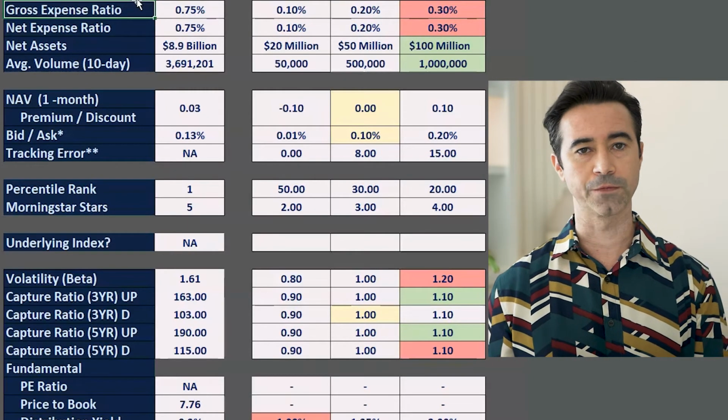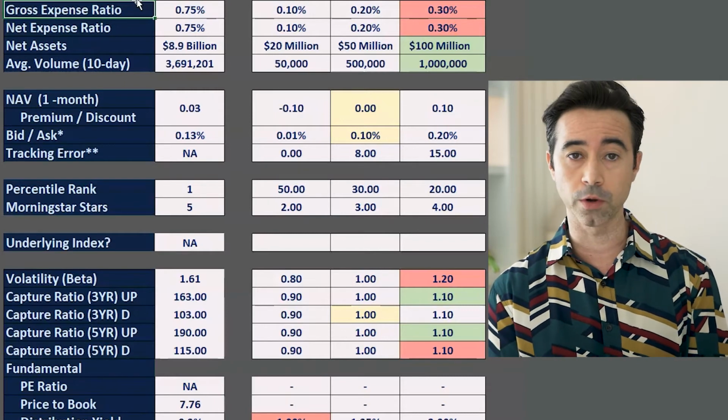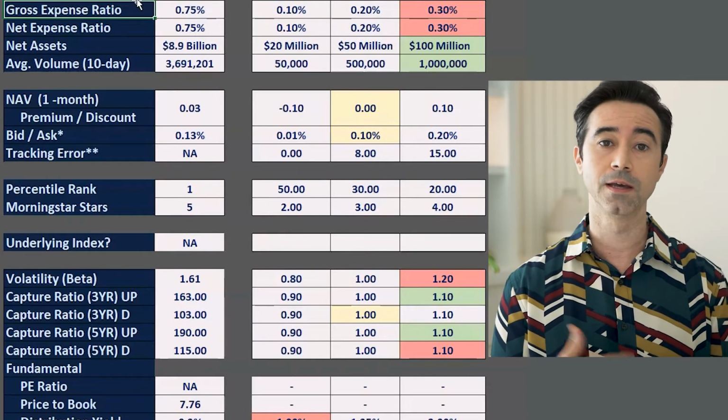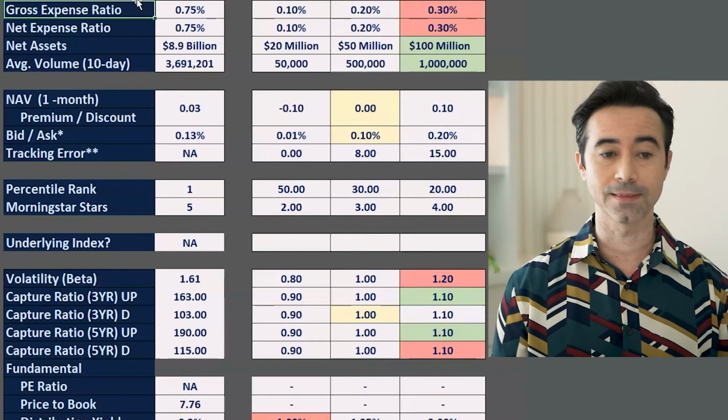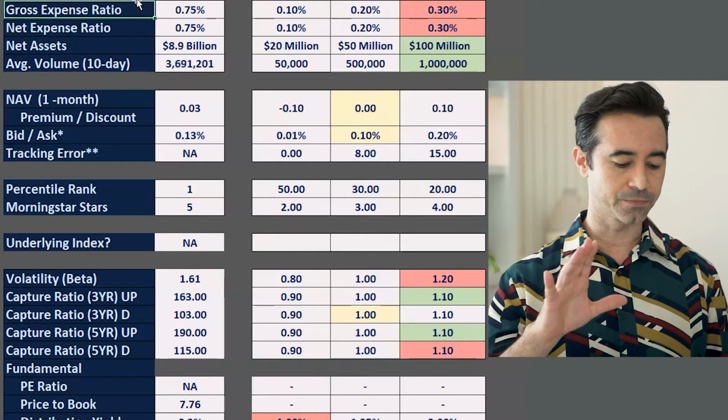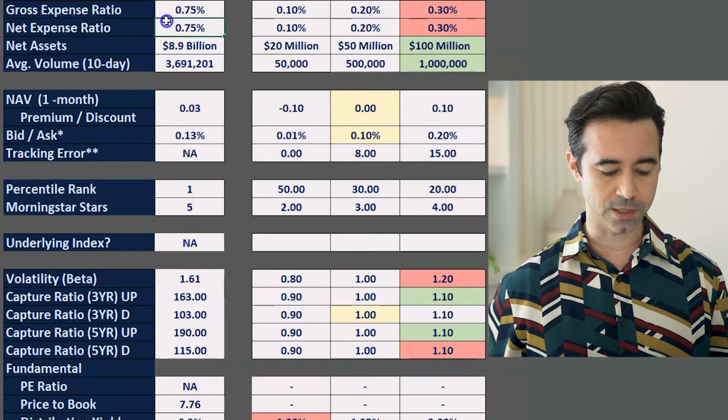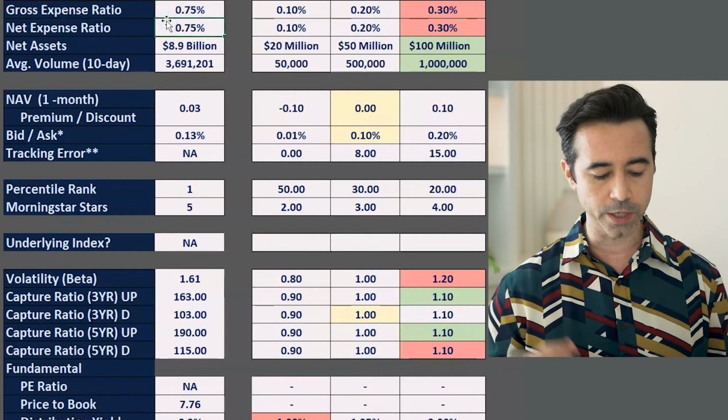There are times where funds have a net expense ratio that's lower than the gross expense ratio. Essentially, they maybe give you a little kickback at the end of the year or something like that. Usually it's the same. So that's just there in case you see something weird like that.